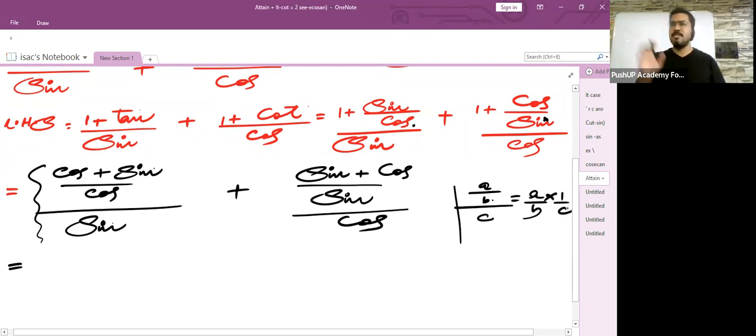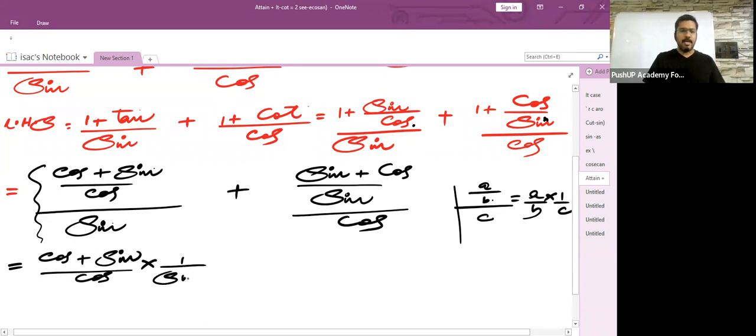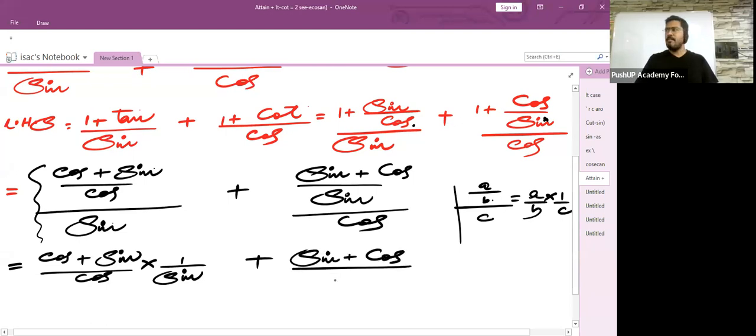A by B into 1 by C. So let me write that: cos plus sine divided by cos into 1 upon sine. Put the plus sign here. Again, sine plus cos divided by sine into 1 upon cos. Make sense?